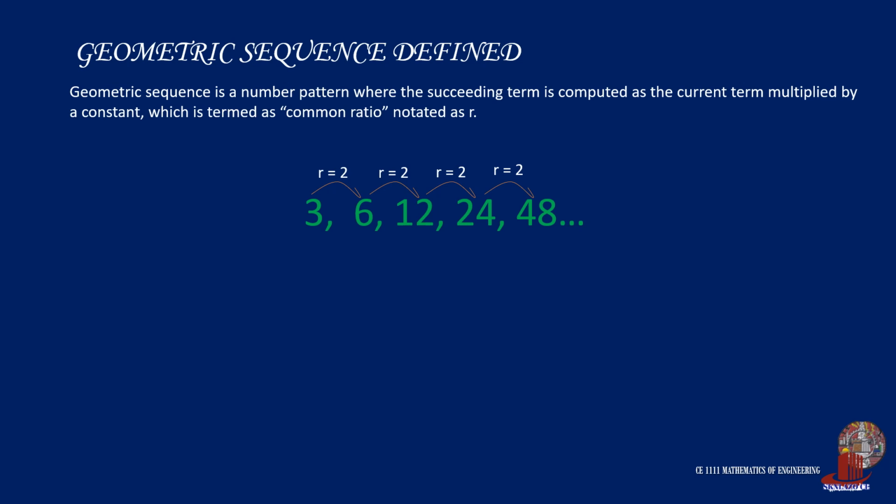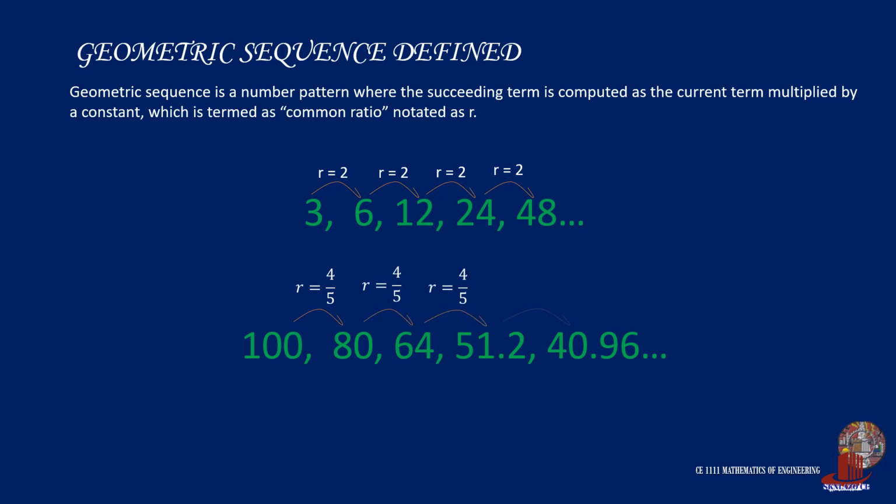Then the process continues. For the second example, the common ratio is taken as 4/5. So, 100 multiplied by 4/5 is 80. Then 80 times 4/5 is 64. Again, the process continues to the succeeding terms.